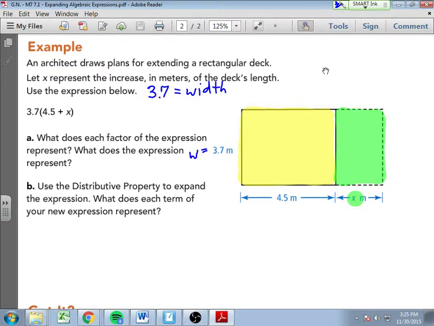Mr. Besaw, what would my 4.5 be there? The length, right? But it is the original length. So don't just put length. Then we get tricky. What is our x? What do you think the x is? Yeah, it's the additional length.